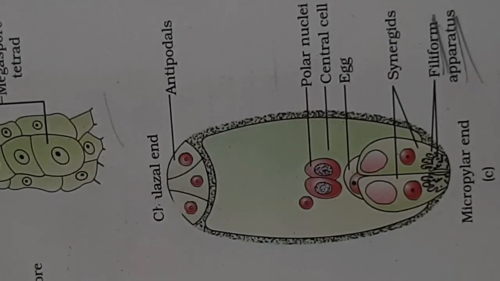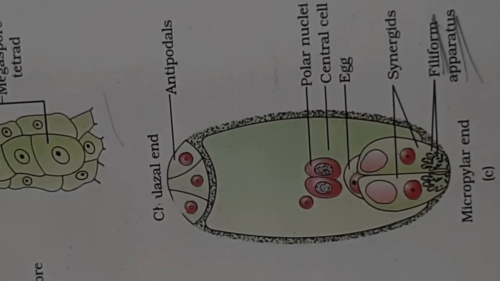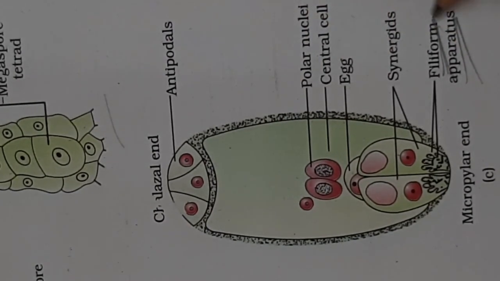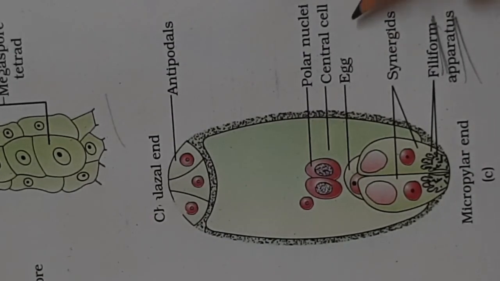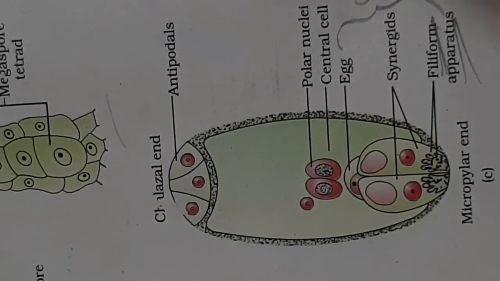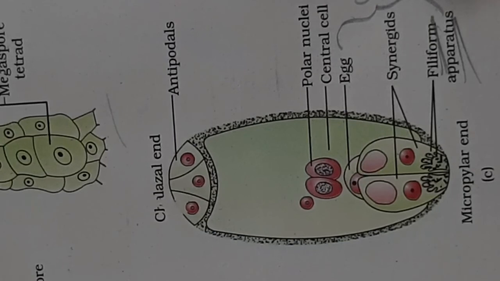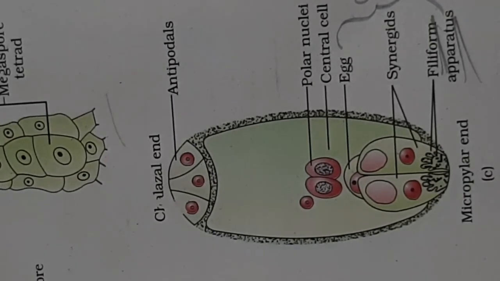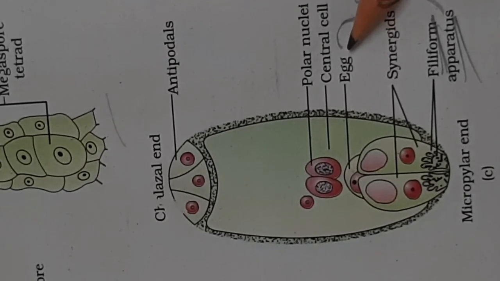You can see the diagram in your textbook also. In your exam they will ask for 2 marks, explain the structure of egg apparatus. You can't see any label here for the egg apparatus. Egg apparatus is nothing but the 1 egg cell and 2 synergid cells with the presence of filiform apparatus. This one is a egg apparatus. Okay, to explain egg apparatus you have to explain egg cell, 2 synergid cells, 2 filiform apparatus cells.